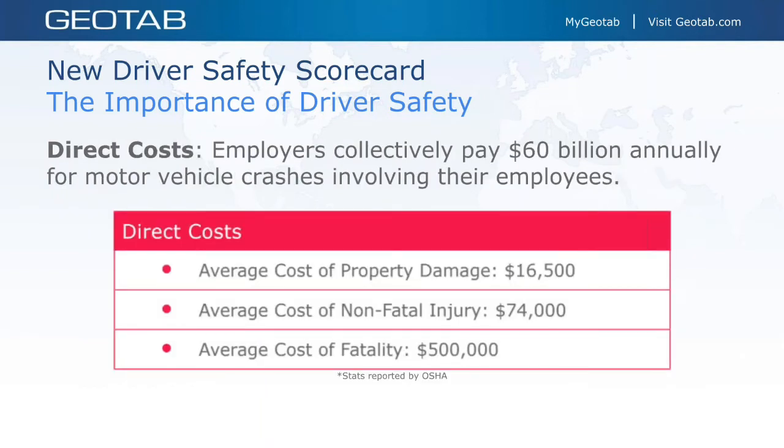Looking a little bit at the financial impact that accidents can have. Employers collectively pay $60 billion annually for motor vehicle crashes involving their employees. When a company vehicle gets into an accident, these are the direct costs, according to OSHA. The average cost of a vehicle in an accident with property damage is $16,500. The average cost of a car accident that has a non-fatal injury is $74,000, and if there is a fatality, the average cost is $500,000.